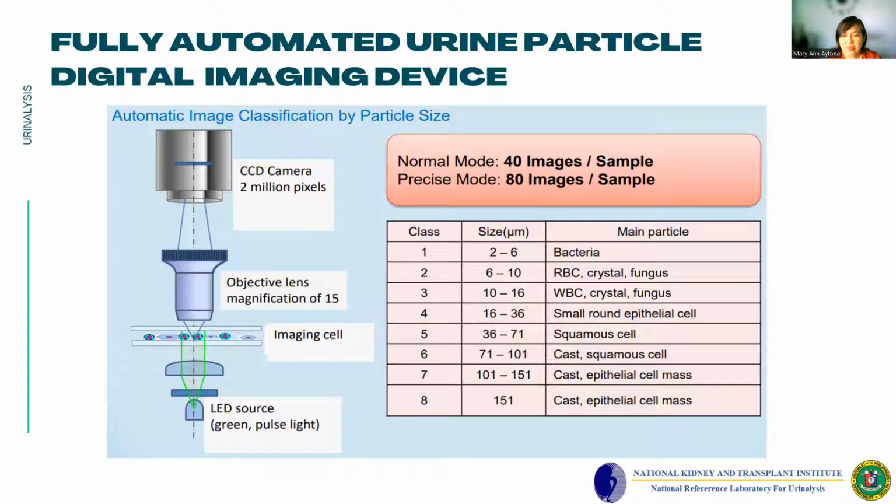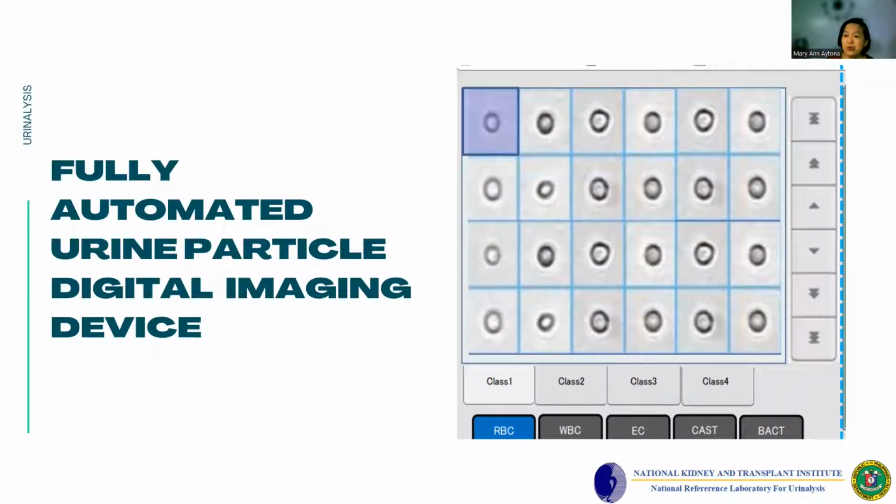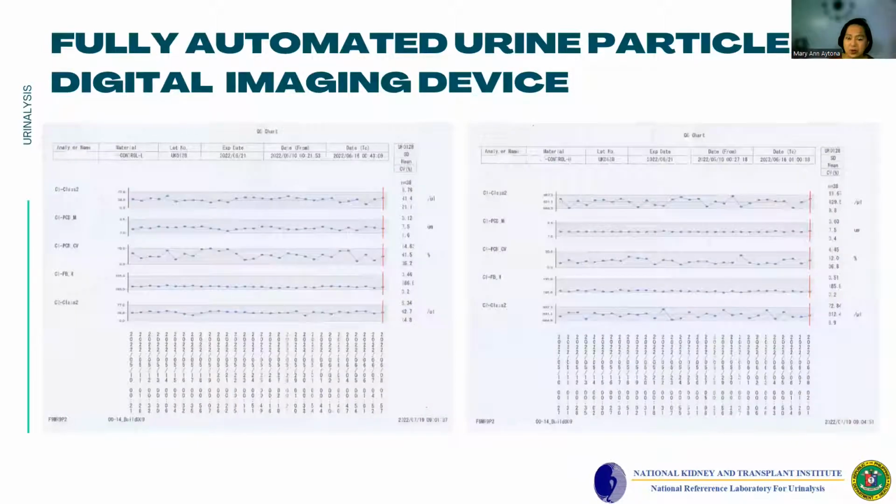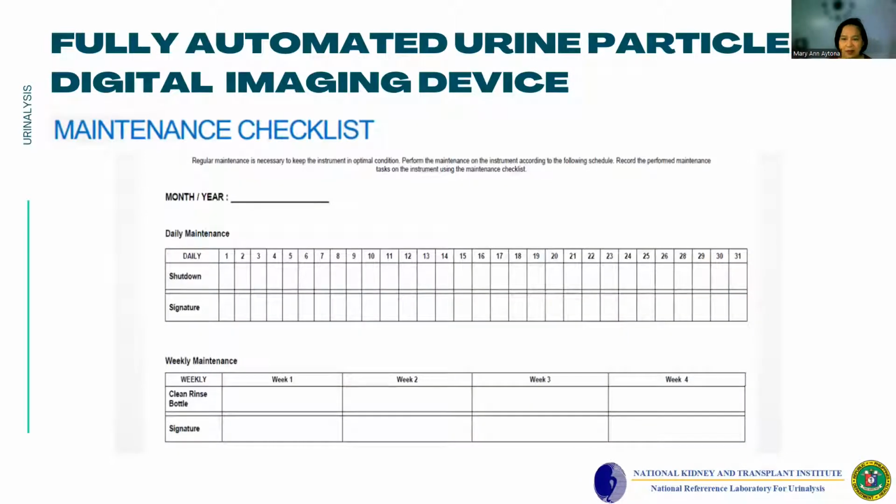A high-performance digital camera captures microscope-quality images, and the particles are grouped by size and presented to the operator for classification. It offers digital review for identifying pathological elements flagged at the analyzer. An overview of your digital image results, your QC graph. It has a maintenance checklist also.